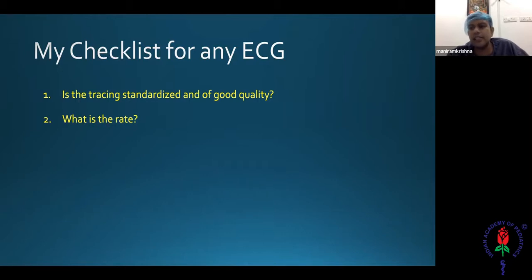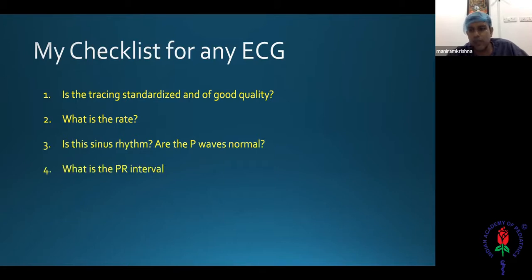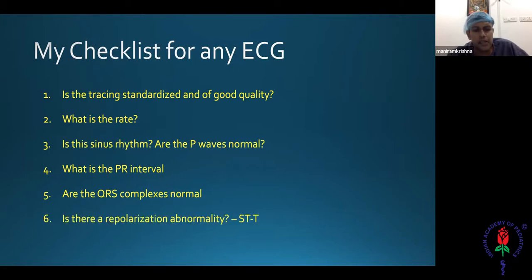The second thing I do is check what the heart rate is. I'll come to how we do it in the subsequent slides. Then I see whether the rhythm is sinus rhythm or not. Then once I confirm the sinus rhythm, I look at the PR interval. Then I see if the QRS complexes are what I expect them to be or are they different. And then finally, I check whether there's a repolarization abnormality or ST-T segment changes.